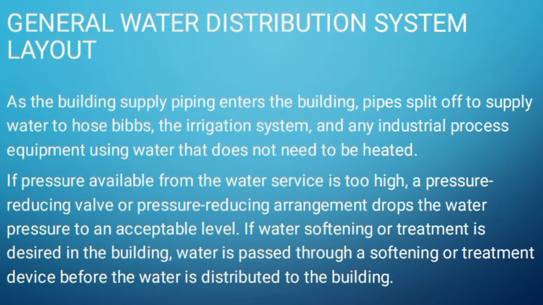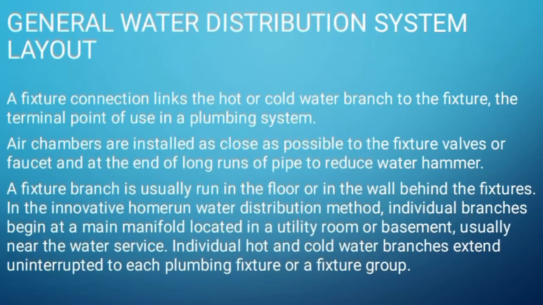Once the water supply main passes through the softening or treatment device, if it is used, the main pipe splits to provide water to a water heater or water heating system that generates hot water before it is distributed. Next one is a fixture connection, which links the hot or cold water branch to the fixture, the terminal point of use in a plumbing system.